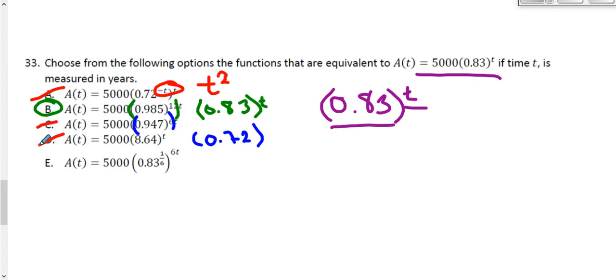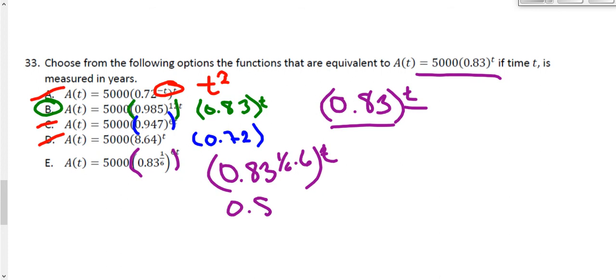And for part E, let's take a look at what happens when I group those together. 0.83 to the 1/6 and to the 6th power. So that's 0.83 to the 1/6 times 6, and then to the t power on the outside. 1/6 times 6 is just 6 over 6, which is 1. And 0.83 to the first power is just 0.83. So if I simplify those exponents, that actually does equal 0.83 to the t power. So E is also a correct answer here.